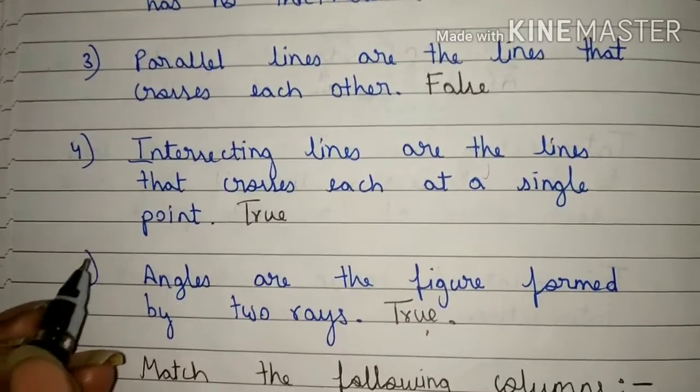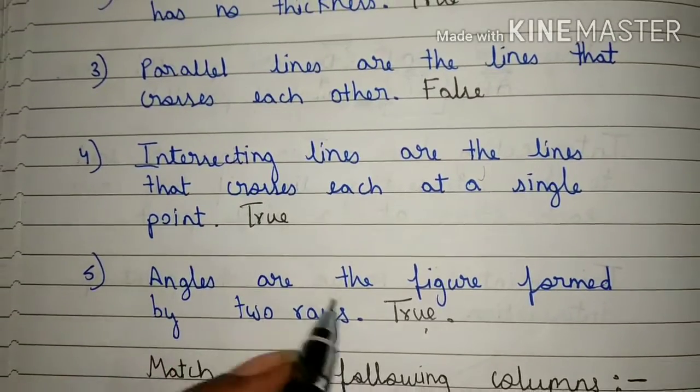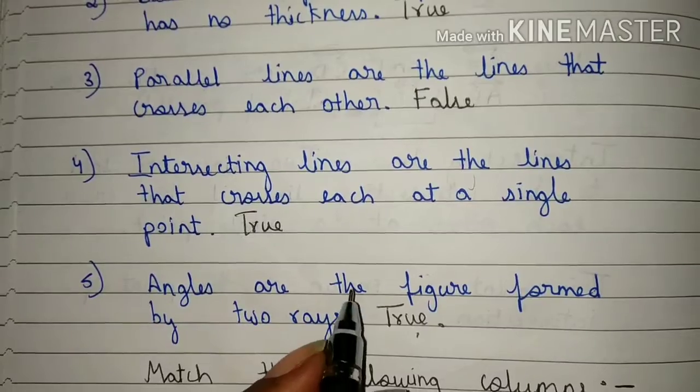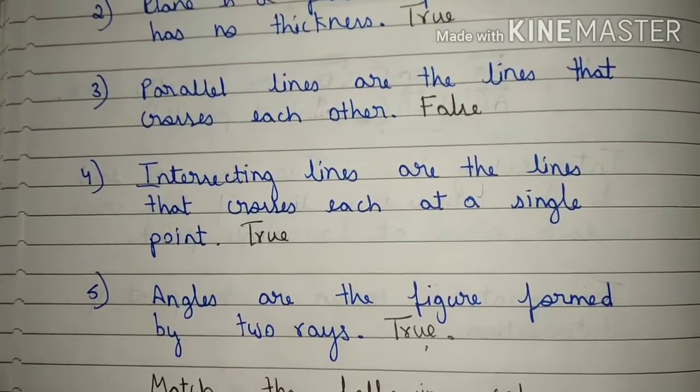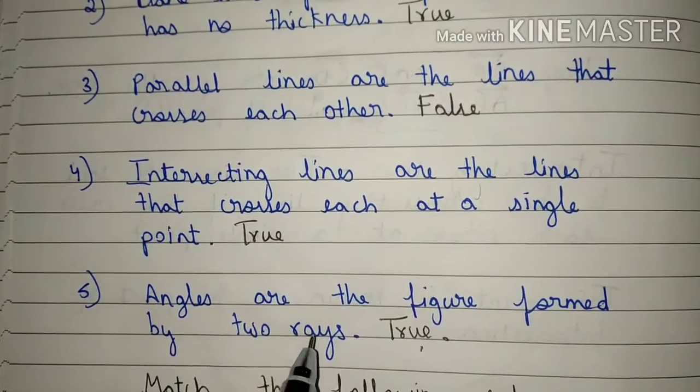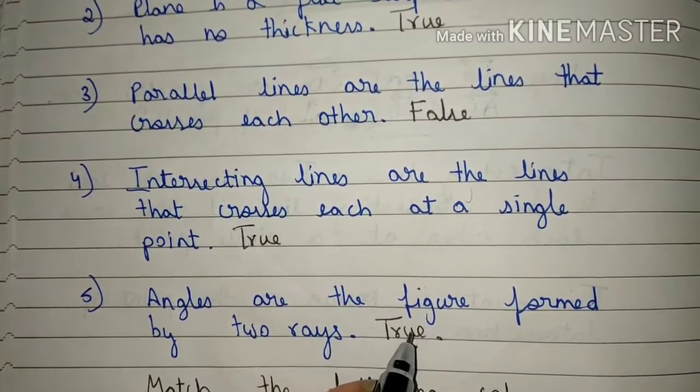Students, now come to fifth. Angles are the figure formed by two rays. Students, this statement is true because angles are the figure which is formed by two rays. So, this statement is true.